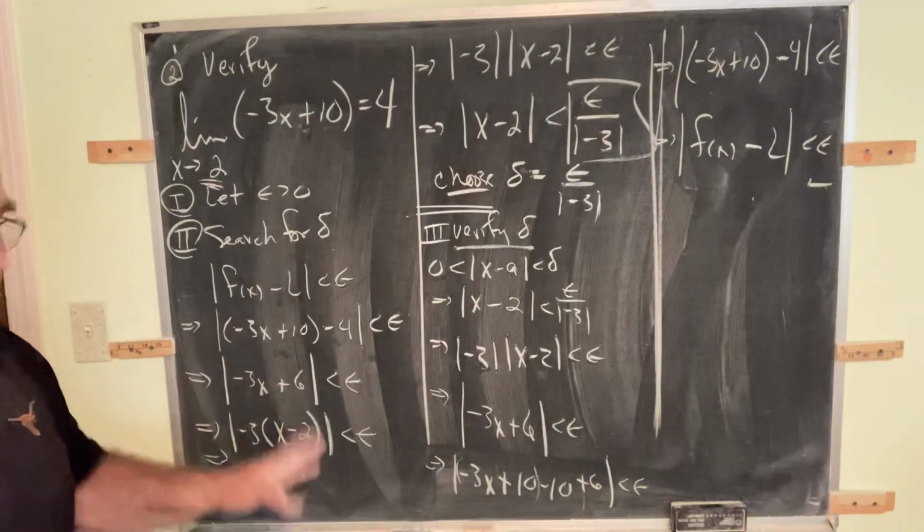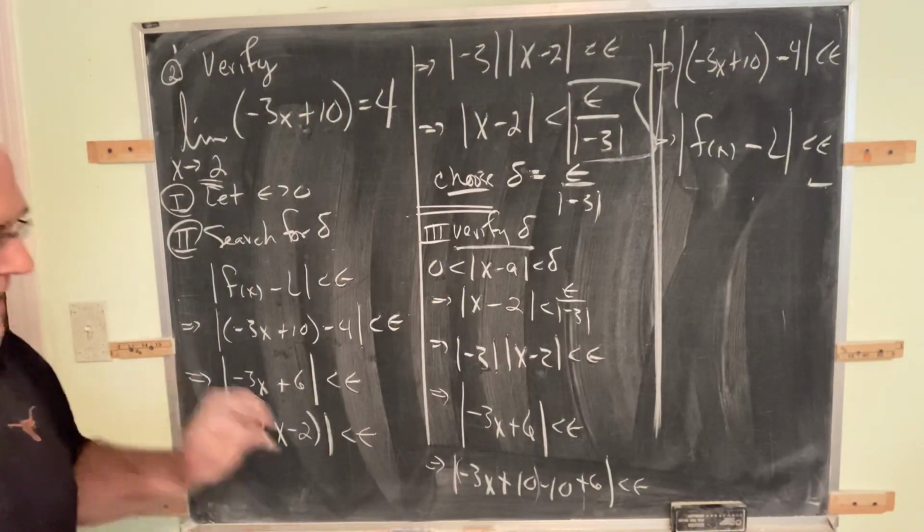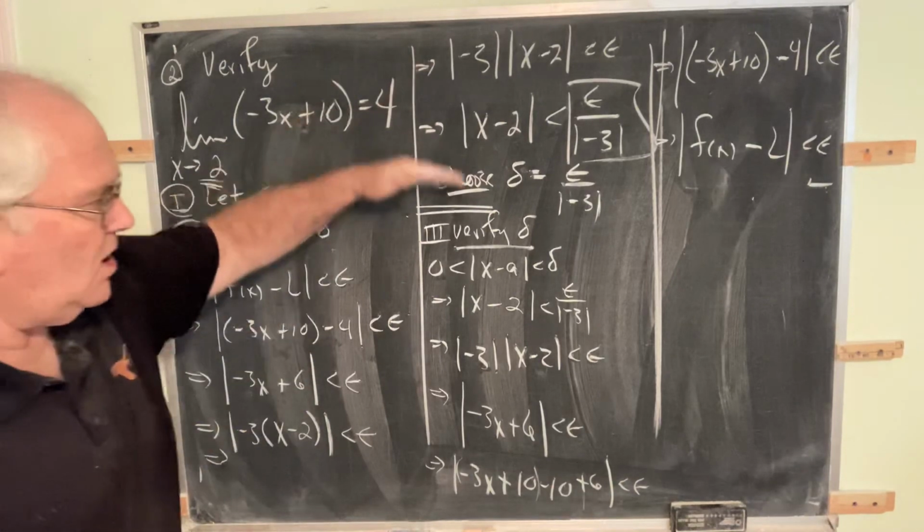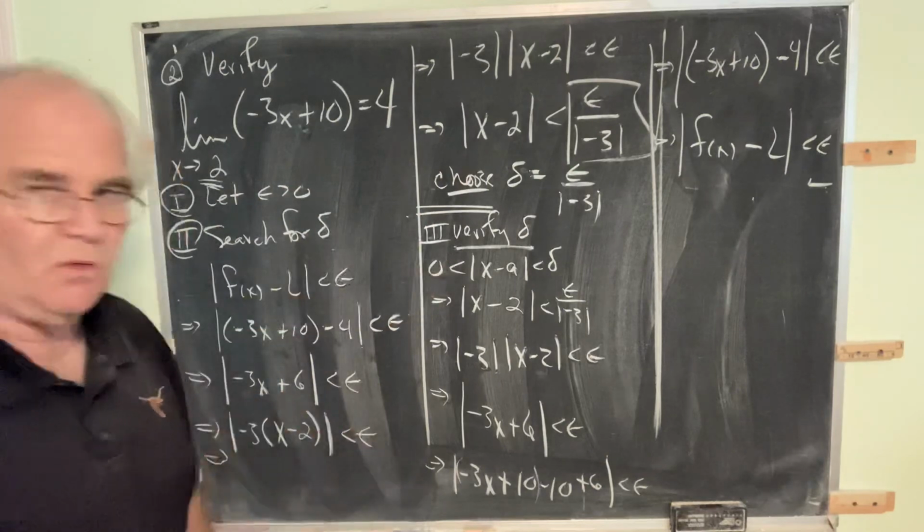So that is the procedure. That's the technique. Let epsilon be greater than 0, search for delta, back solve, choose delta, and then verify that delta works the way we say it does.